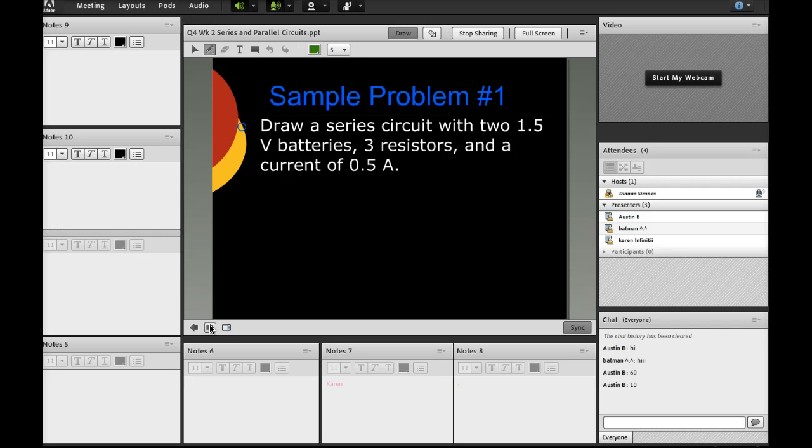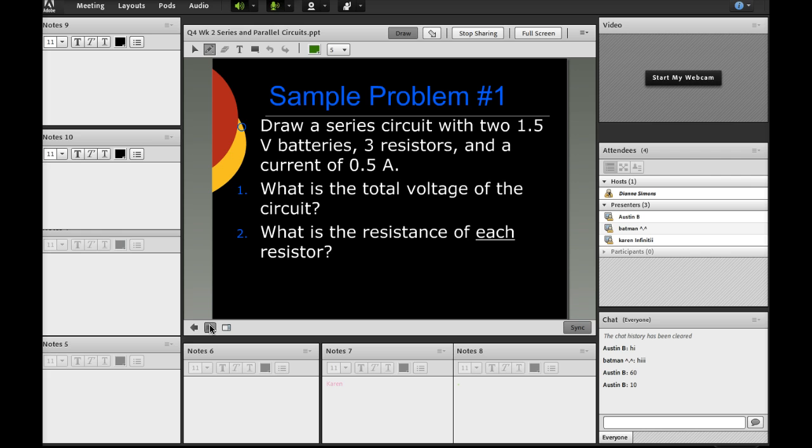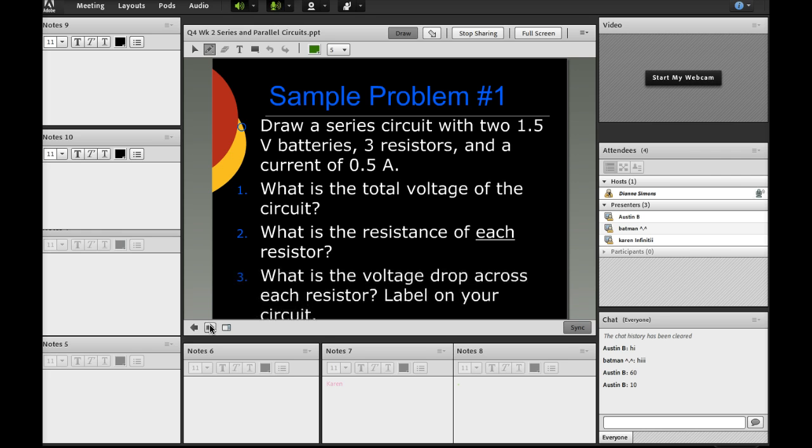Okay, so this one, if you're here, you don't have to worry about doing this. This sample problem is going to be our discussion question for the webinar, okay? You need to answer all 3 of those. So it's not really difficult because we just went through all of that. You should be able to do this pretty easily.